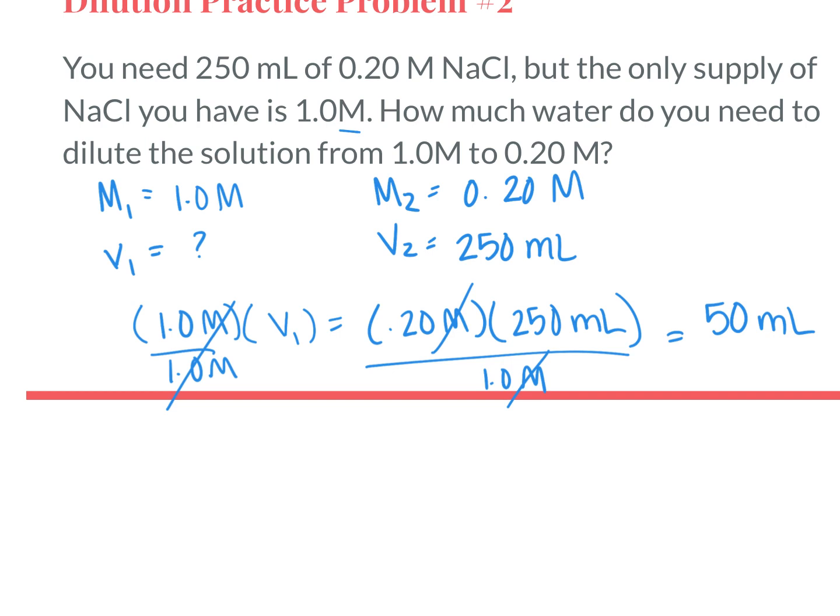Okay, so we're going to take this one step further. Like, what does that actually mean? How would you make this solution? So you would take 50 milliliters of what? Yep, and it has to be the 1 molar, because that's the one that you actually have. So you're going to take 50 mils of the 1 molar NaCl, and what are you going to add that to?